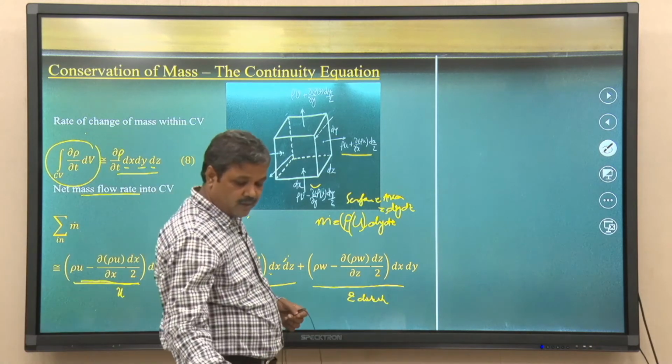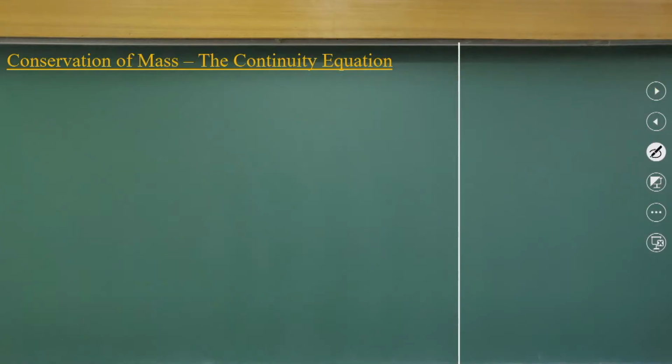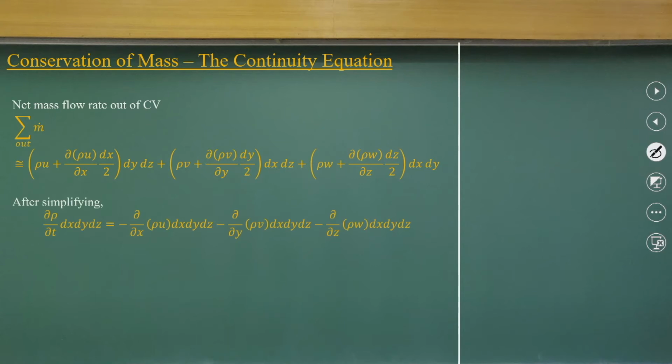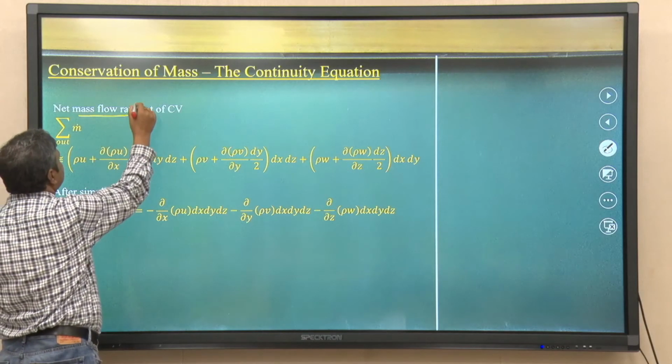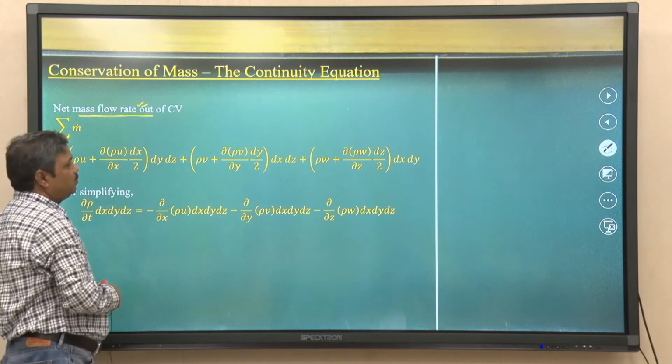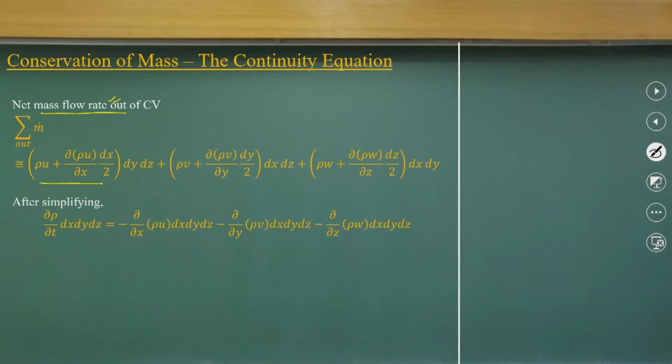In the same way we can write the mass outflux. How much mass is going out from this control volume? If you look at this mass outflow from the control volume, that is what you will get in this component.